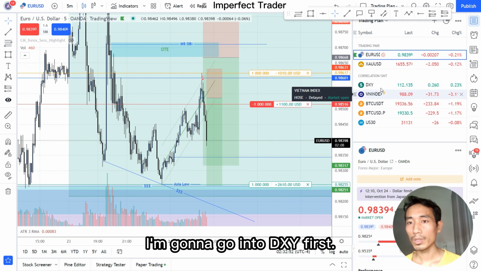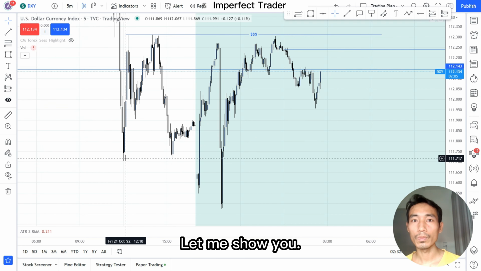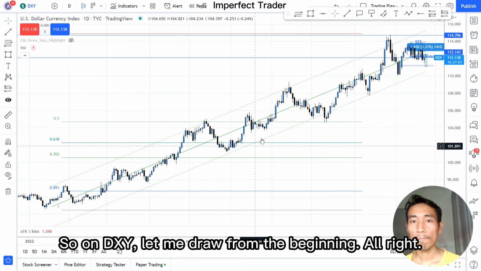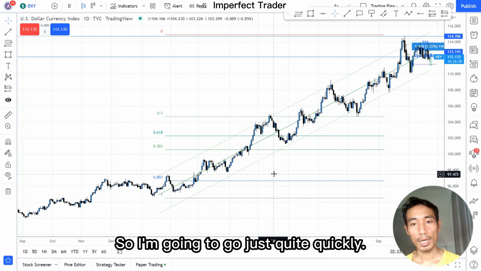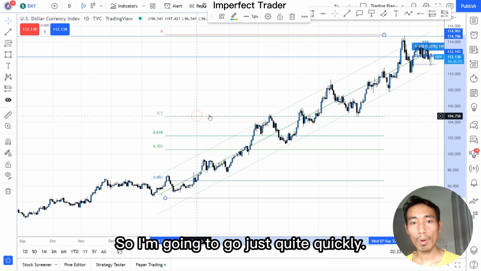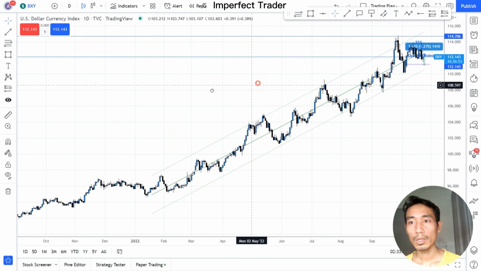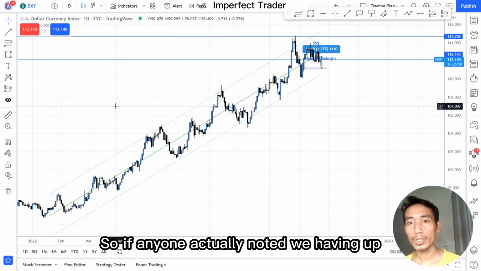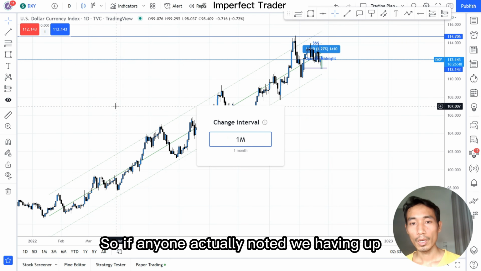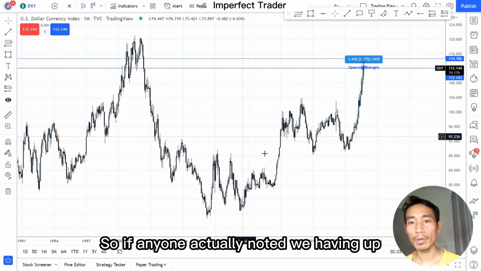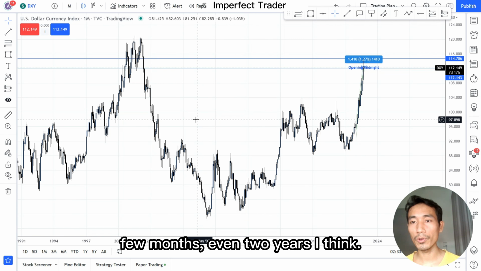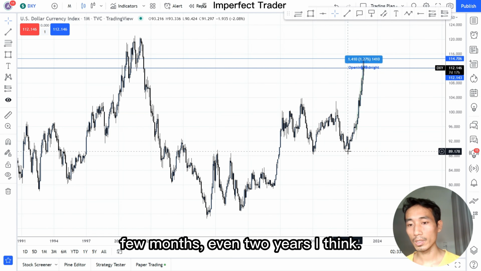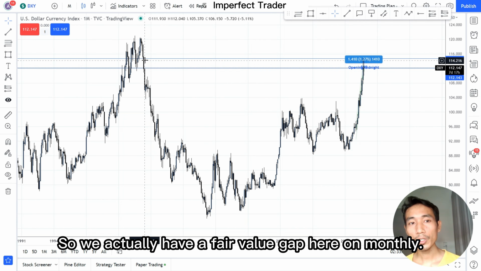I'm going to go into DXY first. Let me show you. So on DXY, let me draw from the beginning. Alright, so I'm going to go quite quickly. If anyone actually noticed, we have been going up in monthly DXY, the dollar index, for a few months, even 2 years I think. So we actually have a fair value gap here on monthly.